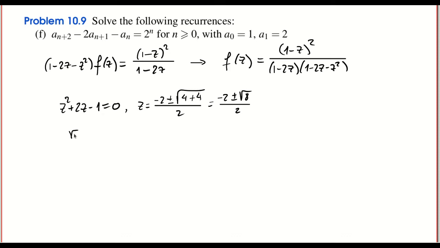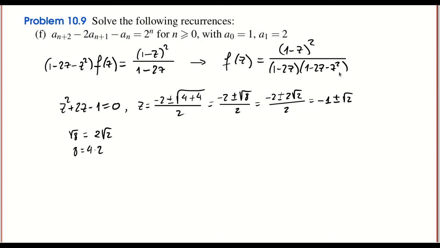But square root 8 is 2 square root 2, right? Because 8 is factorized as 4 times 2, and the square root of 4 is 2, and the square root of 2 is square root 2. So you have minus 2 plus or minus 2 square root 2 over 2. So this is minus 1 plus or minus the square root 2. These are the two roots of the denominator.